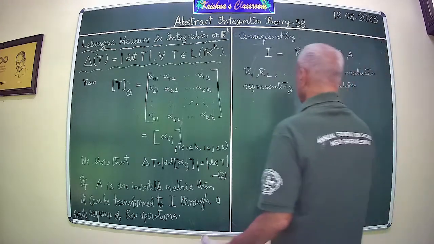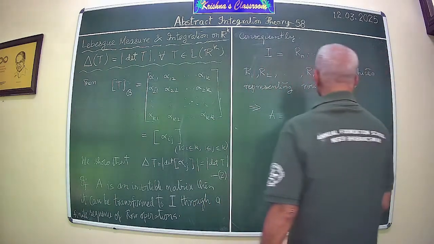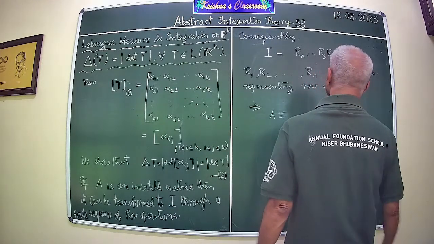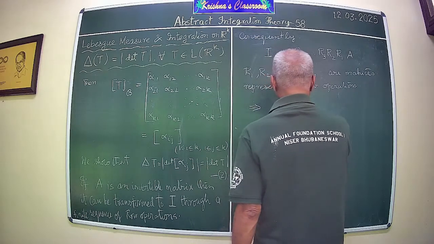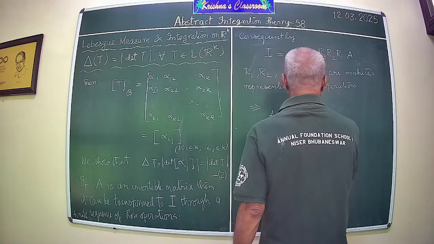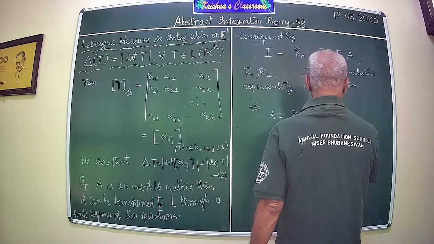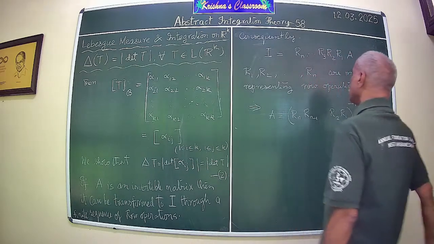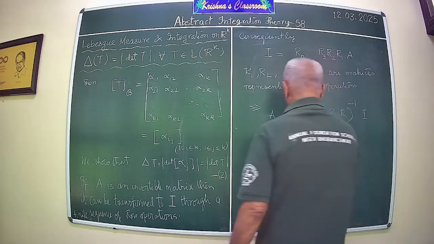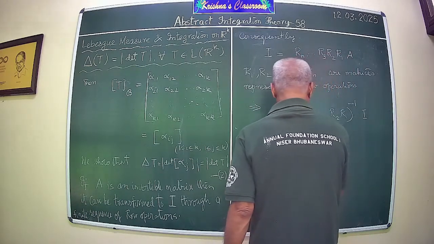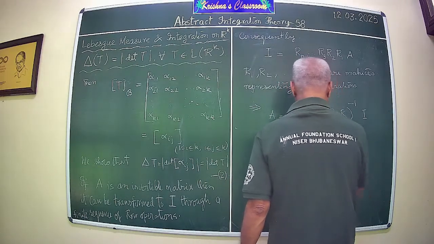Therefore, what you get consequently, which implies A is equal to the inverse operating over I, which is equal to, by the inversion formula, R1 inverse, R2 inverse, and so on, operating.